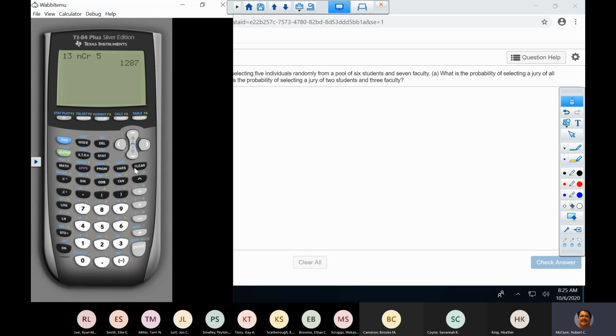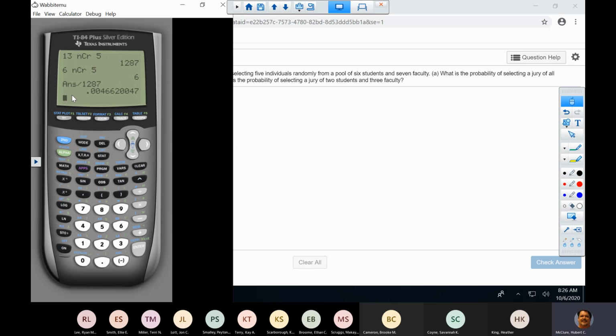So I'm going to hit 6, math, probability, combination 5. Yep. So that would be 6 over, what's the denominator, 1287? So, oh, there it is right there. Divided by 1287. I need somebody to write that down, please. There's that one. So that's your first answer.